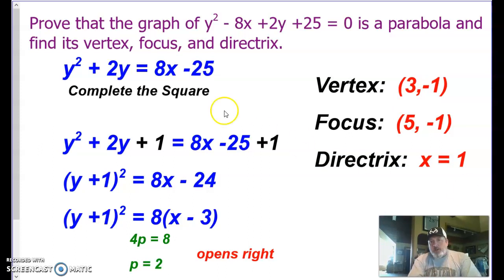So again, when you're doing this, you're going to have to complete the square, much like we did with the circle problems the other day. The good news is you only have to complete the square on one side, not both, when you're dealing with a parabola.